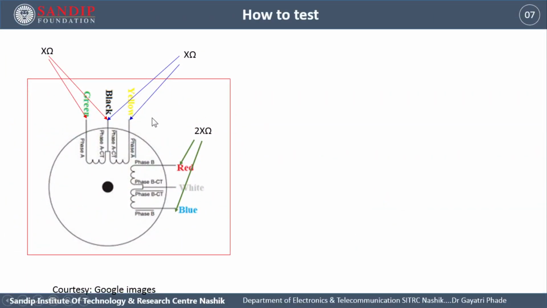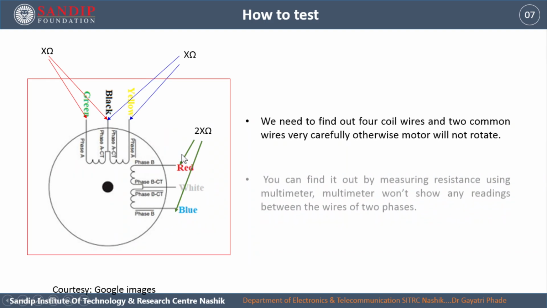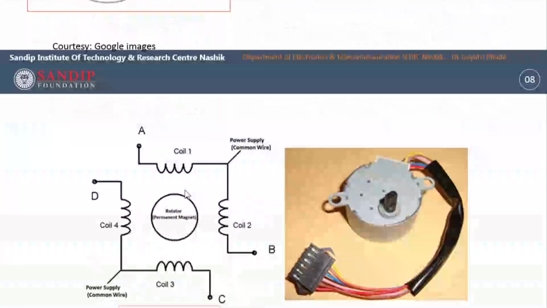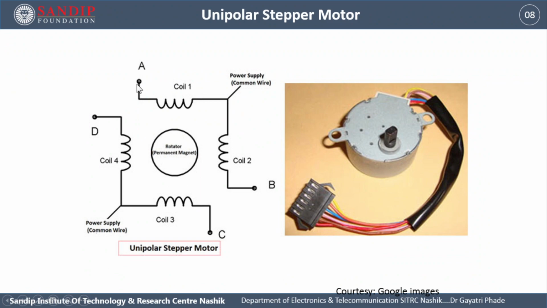Next, we have seen how to test the wires. There is a resistance of X between the black and grey, or black and yellow, that is, between a common and a coil. And between two coils the resistance is 2X. These are the coils A, B, C, D, and we have taken the common out of them and given it to the power supply. This is the stepper motor, how it looks when we get it ready-made in the market.